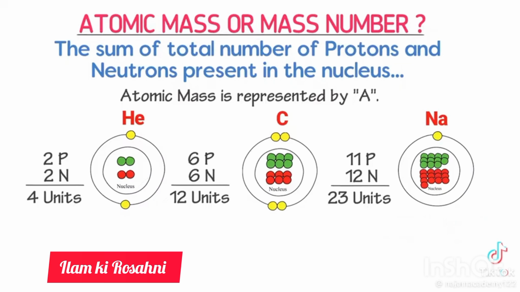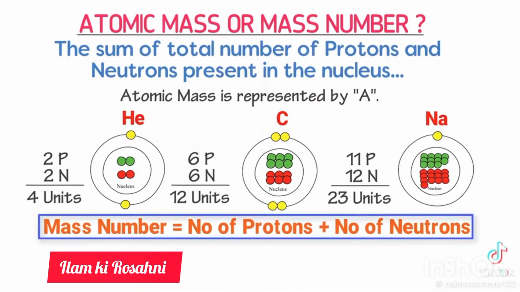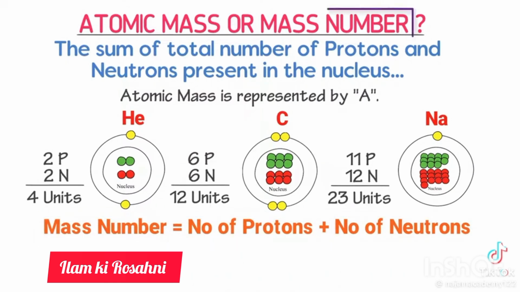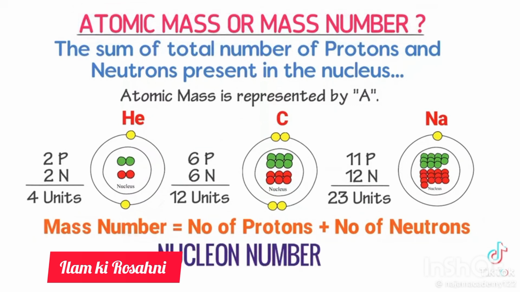Simply remember that atomic mass or mass number is equal to the sum of number of protons plus number of neutrons. Also remember that atomic mass or mass number is sometimes called nucleon number. It is because protons and neutrons are present in the nucleus.